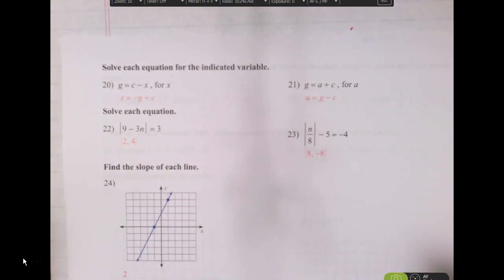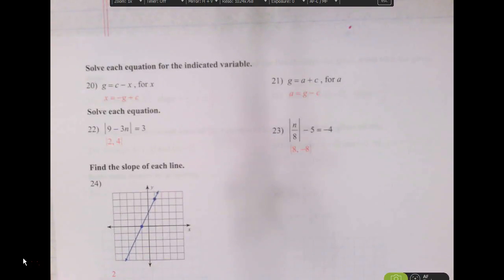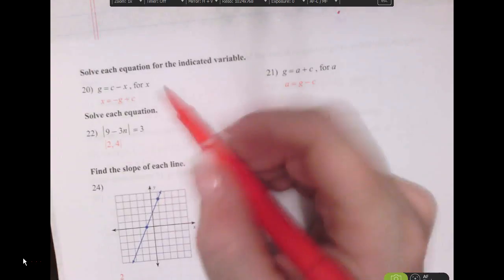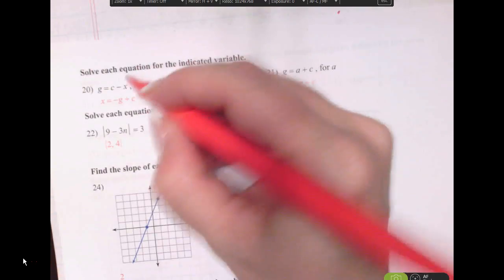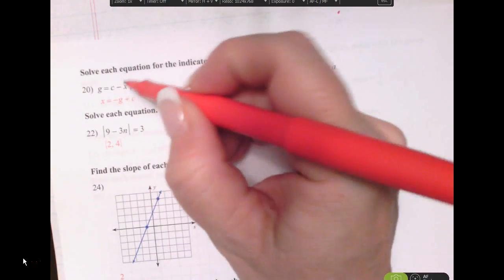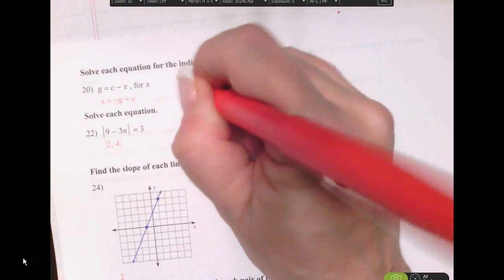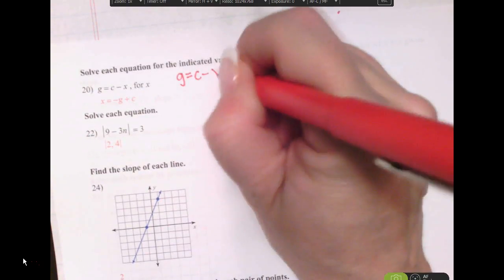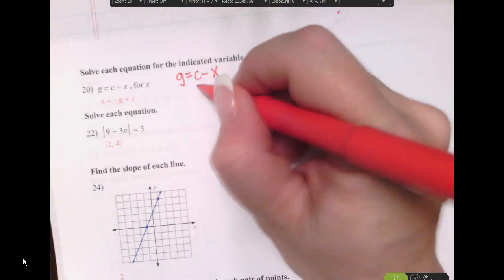Okay, now I'm on page 2 of my Algebra 1 review sheets. So, problem number 20. These are literal equations, so we want to get x by itself. In order to do that, let me recopy my equation out here to the side. I've got a couple of options.